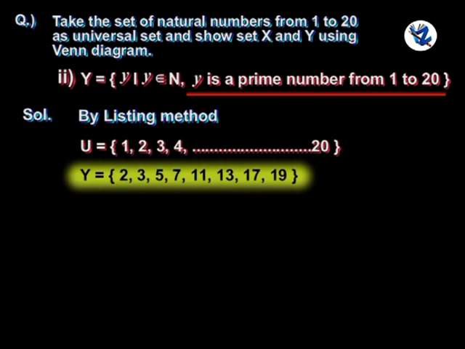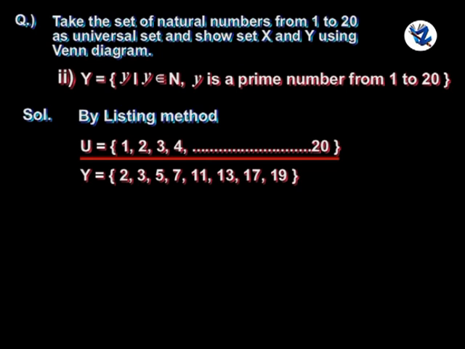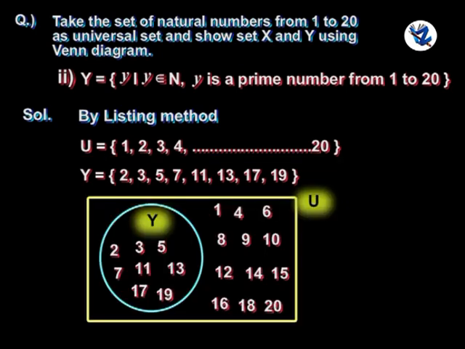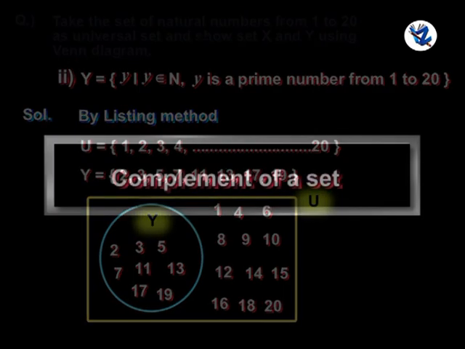The number of elements in a set. Number of elements in set A is denoted as NA. Now number of elements in union and intersection of sets. Consider set A and B. The rule is N of A union B is equal to NA plus NB minus N of A intersection B.